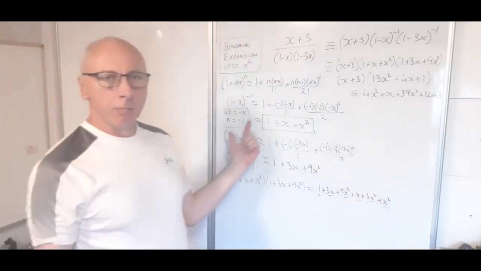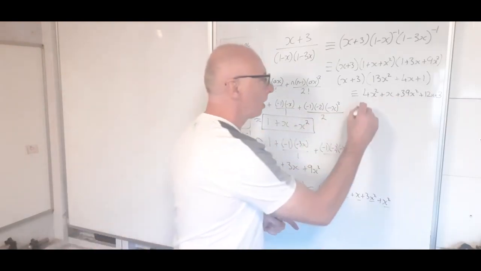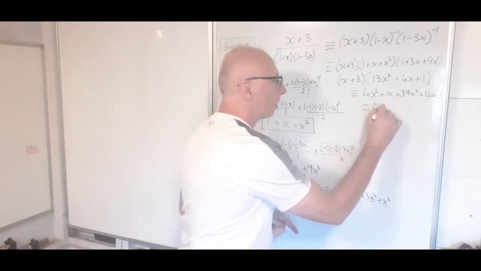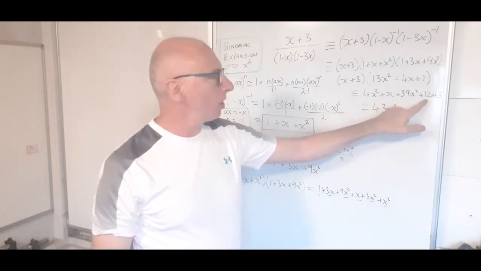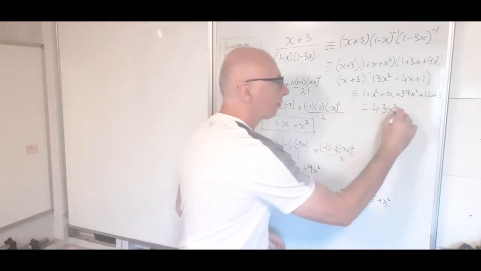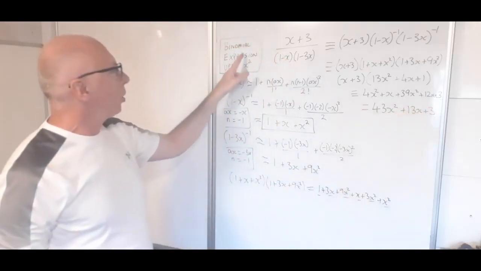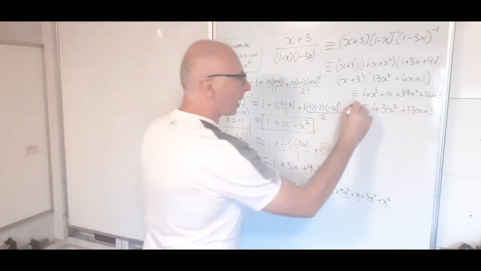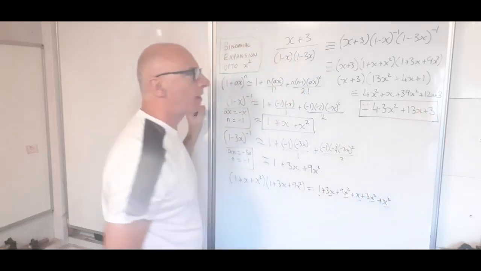Okay, right. Put all the terms together. So 39 and 4 is 43x squared. And then I've got x plus 12x, which is 13x, and the 3. So that's the binomial expansion up to the x squared taken care of. Now, when is this series valid?